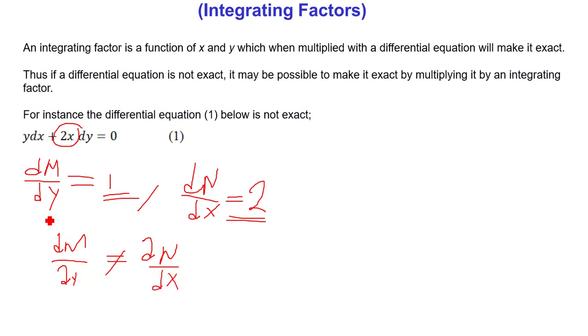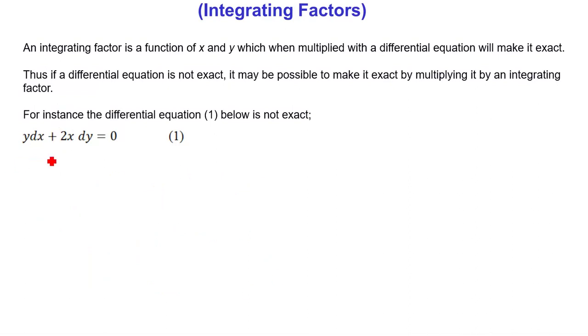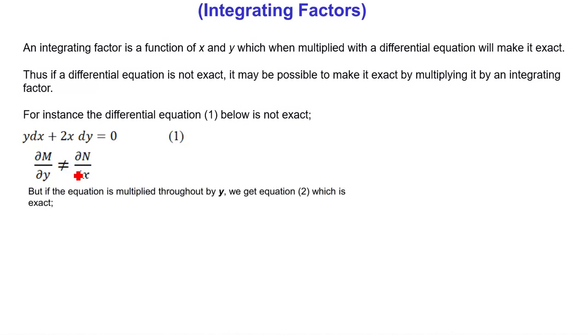So if you discover that dM/dy is not equal to dN/dx, then the given differential equation is not exact. Now how can you make it exact? You can find a certain function that when you multiply it with this whole equation, the equation will become exact. Let's see what I'm talking about. After finding that dM/dy is not equal to dN/dx, the equation is not exact.